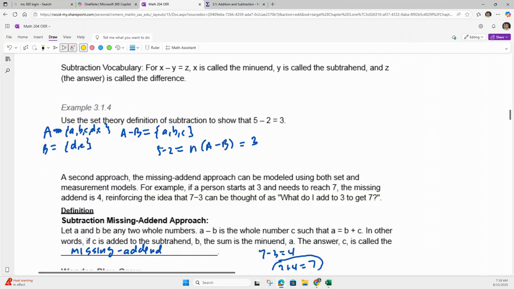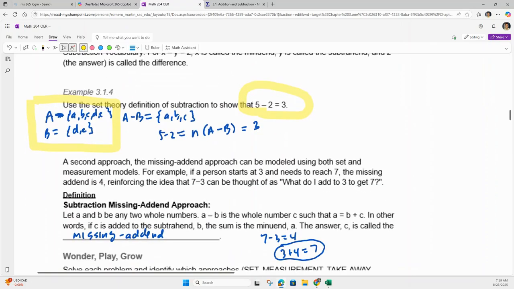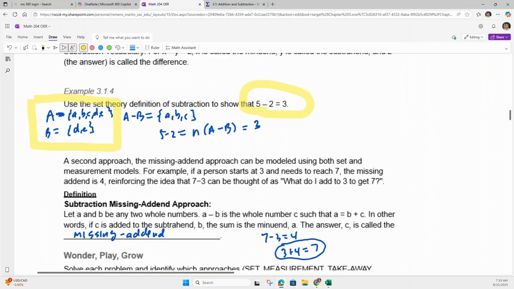The first example asks you to use the set theory definition to do 5 minus 2. Well, you create two sets with elements, and then you subtract them. The difference between A and B is A, B, C. Notice how many elements: 3. The number of elements in A is 5. The number of elements in B is 2. So it's 3, which we knew already. But this really formalizes the mathematics around the use of sets. But then we start to learn the idea of just the values in those sets.